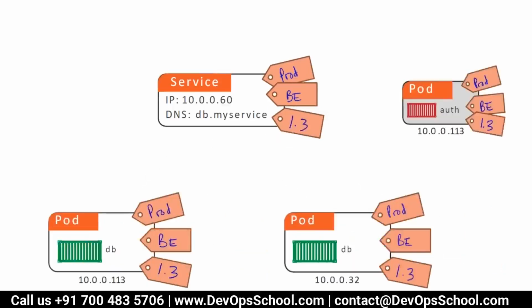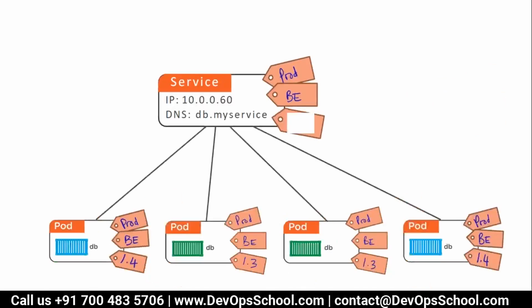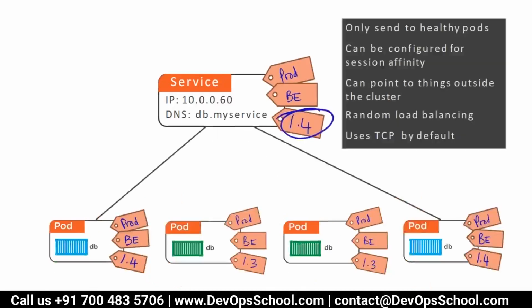Relabel the service. Relabel it with prod B 1.4, and now the service is redirecting all of your traffic to the right label. So remember how the load balancer works, how the service works. Service works on the label. The label of the pod should match with the service. Load balancing automatically happens. If it's not matching, it doesn't happen.